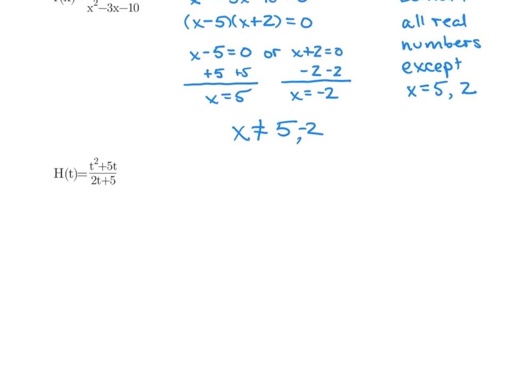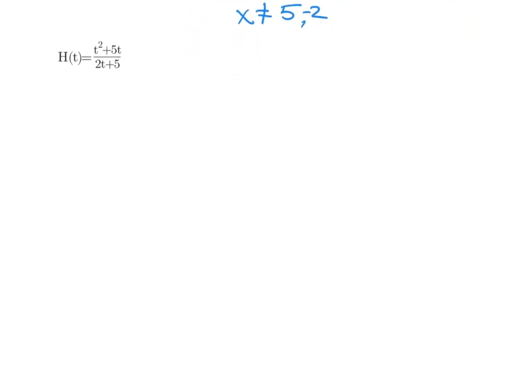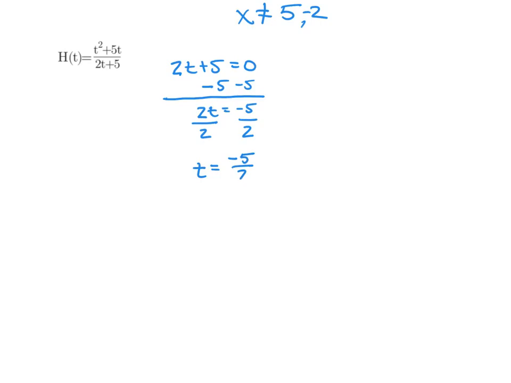Okay, let's look at one more. We have h of t equals t squared plus 5t over 2t plus 5. Again, the first thing I'm going to do is I just care about my denominator. So I'm going to set my bottom equal to 0 and solve. We can subtract 5 from both sides, and we can divide by 2. So what we have is t equals negative 5 halves.